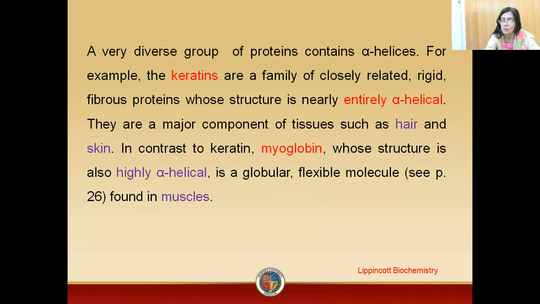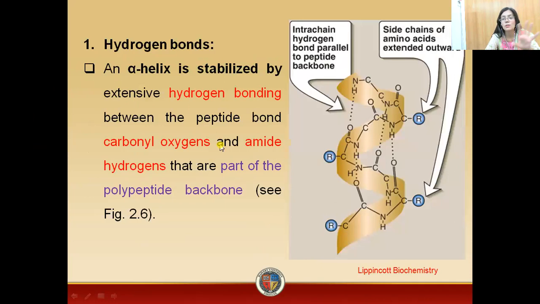Where are these secondary structures found? They are found in our hair and skin, in keratin. Keratin is entirely alpha helix. These are also found in our muscles, for example in myoglobin, which is also an alpha helical structure. So, this is all about the alpha helix: the basic thing is that we get hydrogen bonds between the carbonyl oxygen and the amide hydrogen. This hydrogen bond stabilizes the structure of the alpha helix, and of the secondary structure of the protein.